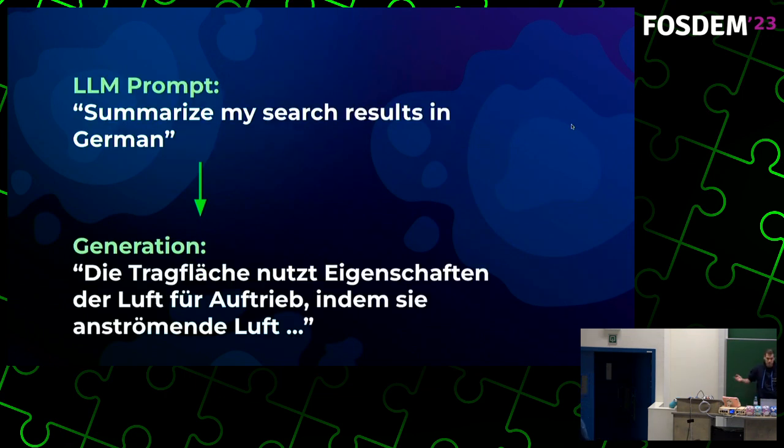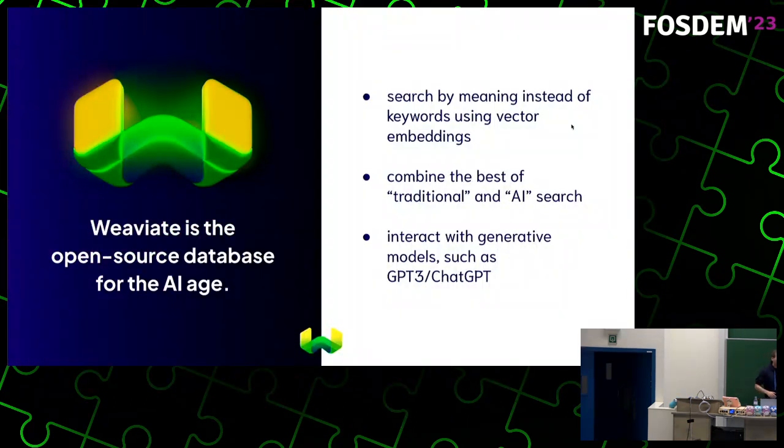Then there's that ChatGPT side, where you don't just want to search through it, but maybe you also want to take those results, summarize them, and also translate them to German. So not just return exactly what's in the database, but do something with it and generate more data from it. And that is exactly where Weaviate comes in. Weaviate is a vector search engine, which helps us solve this kind of searching by meaning instead of keywords without losing what we've done in 20-plus years of search engine research. And now, most recently, you can also interact with models such as ChatGPT, GPT-3, and of course also the open source versions of it.